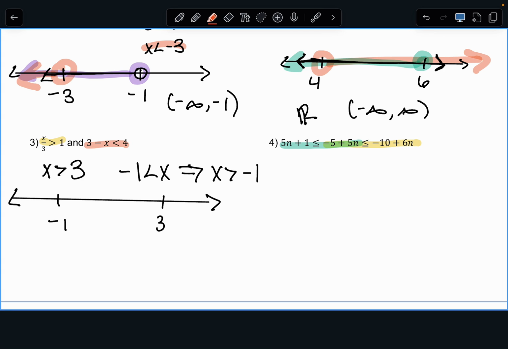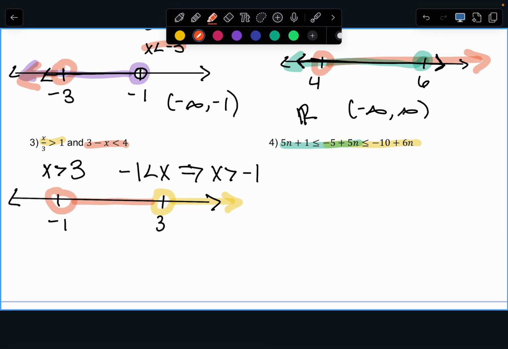Here's 3. Open or closed on 3? Open. Right or left? Right. Boom. Open or closed on -1? Open. Right or left? Right. Okay. Then we check our word. It's an and. Do I need both colors or one color? Both. When do both colors start? At 3. Is 3 included? No, because it's an open circle for the yellow, so it doesn't work for the yellow piece. So we start at 3, not included. And are we good to infinity? Yeah. Yep. So 3 to infinity.